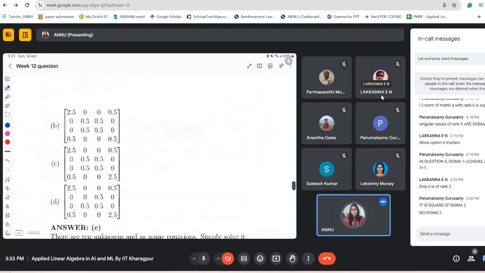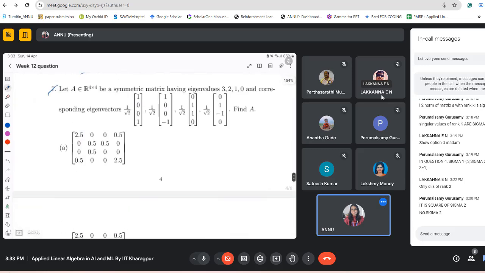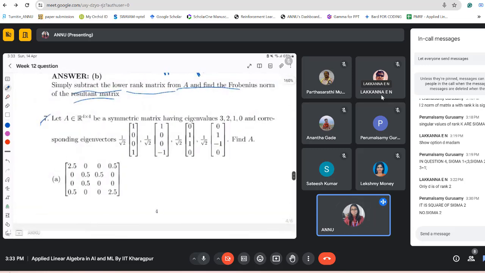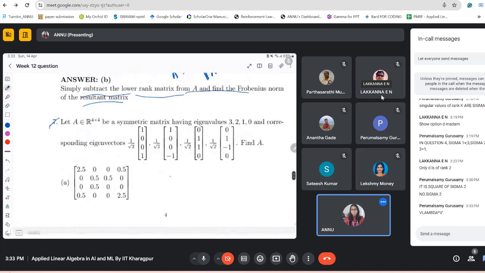This is the transpose also. So V will be nothing but 1 0 0 1, 1 0 0 minus 1, 0 1 1 0 0, 1 minus 1 0, with 1 by root 2 outside. The 1 by root 2 will be with the matrix V. Okay, I didn't see that. The eigenvalues are 3, 2, 1, 0. So you need to calculate using this particular formula.